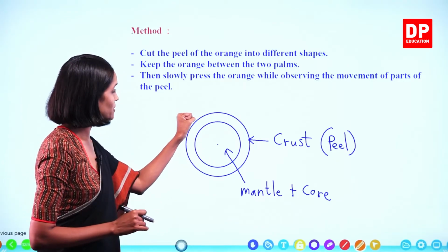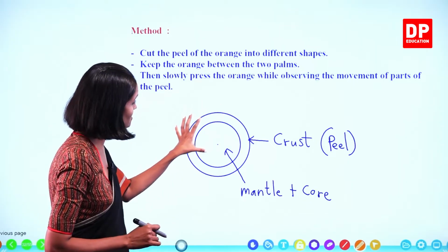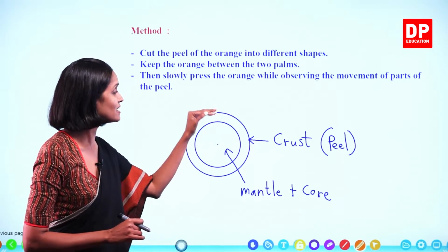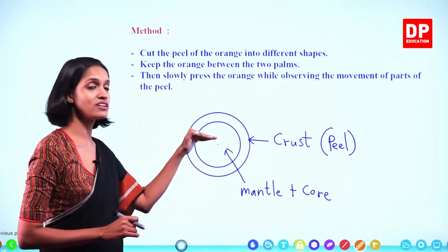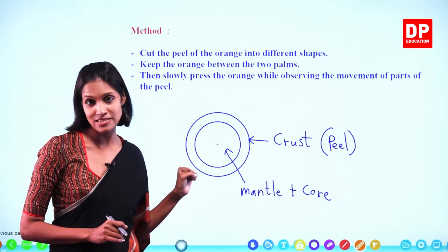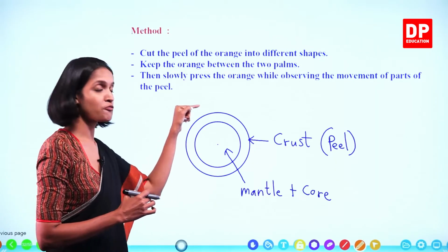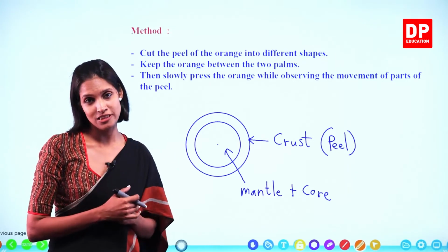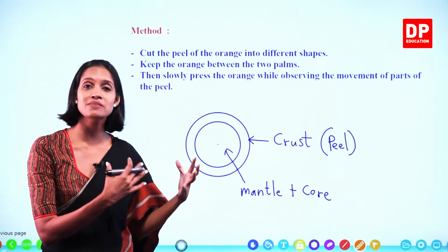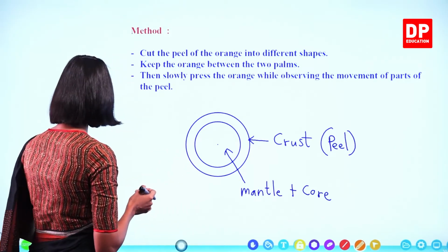These pieces of peel, the crust part, we can consider that the peel of the orange is equal to the crust of the earth, and when we cut it into different shapes, those shapes are equal to the tectonic plates, right? So when we press it, these pieces of peel move relative to each other, right children? So this relative movement is somewhat similar to the movement of the tectonic plates, right? Let's write.